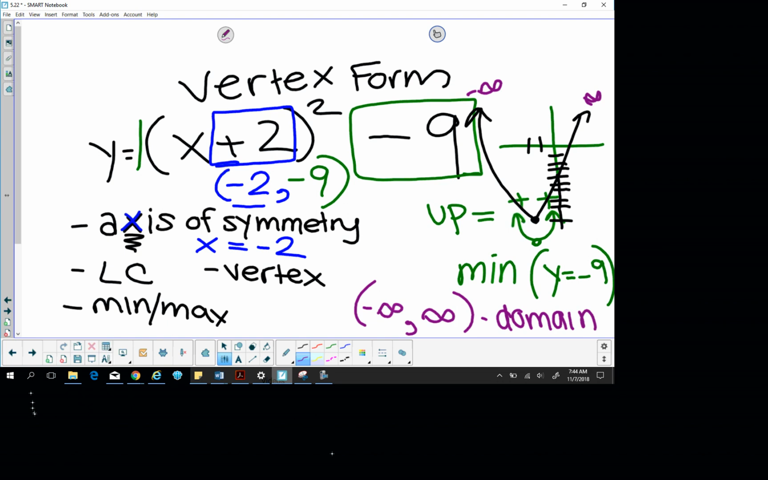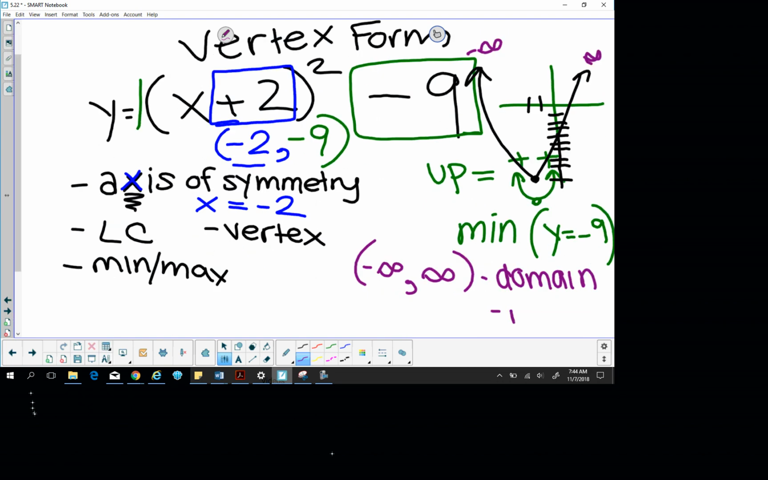Your range, we always go bottom to top. And so when we're looking at the bottom, the minimum, what's the smallest y value here? -9, right? So we would start with -9 and it's touching, so it would be a bracket. And see how it's going up forever and ever? That would be infinity. So that would be my range. Does that make sense? Okay.